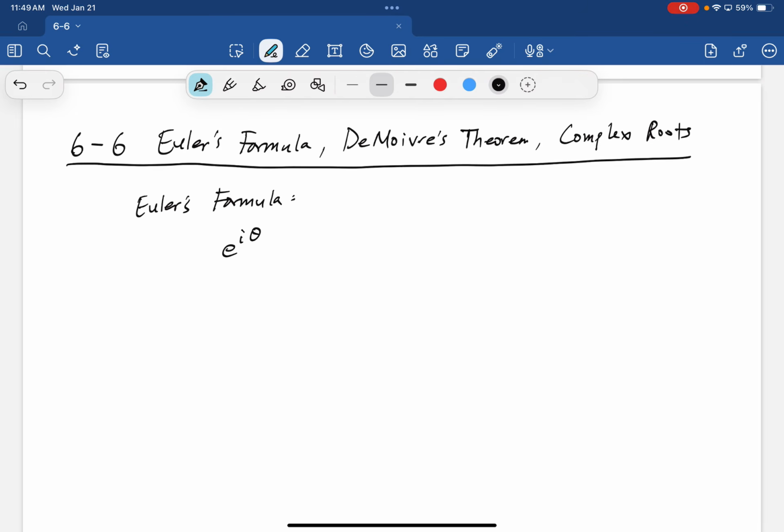Euler's formula is that e to the power of i theta is equal to cosine theta plus i sine theta. Now you might be wondering, what in the world does it mean to have a power of i? And that's a good question.